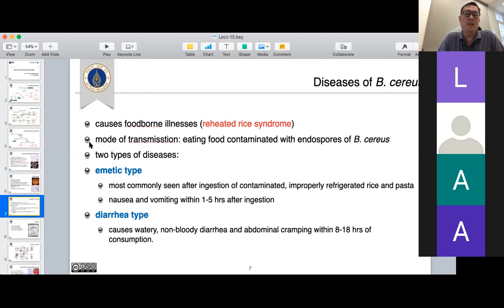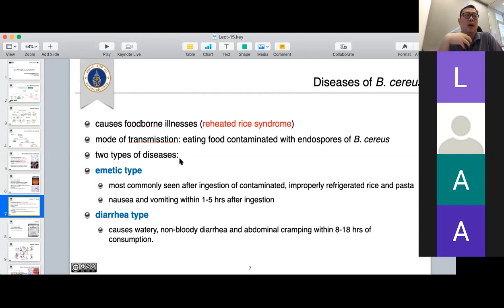Mode of transmission, like I said, is contamination of food, by the bacteria itself or by endospores. They cause disease as the emetic type or the diarrhea type because of toxin. We call them emetic toxin and diarrhea toxin. The emetic toxin happens when Bacillus itself contaminates rice or pasta. When the Bacillus vegetative cells contaminate, they produce toxin very quickly.